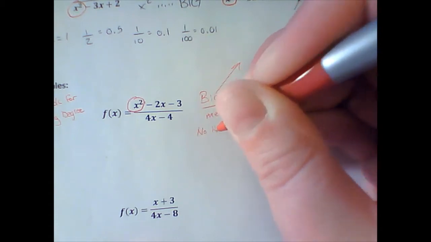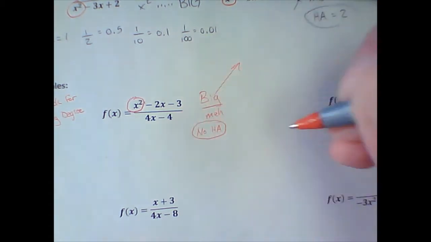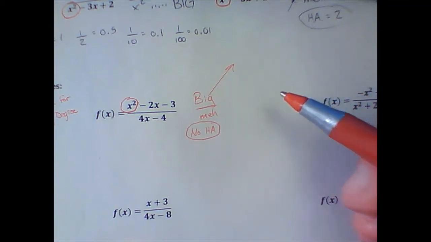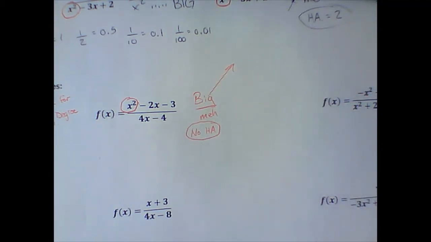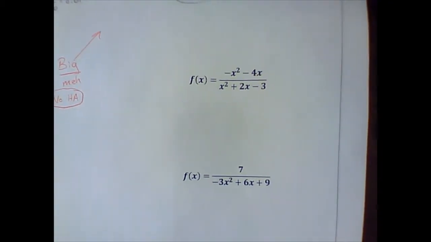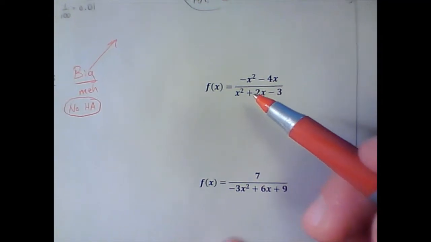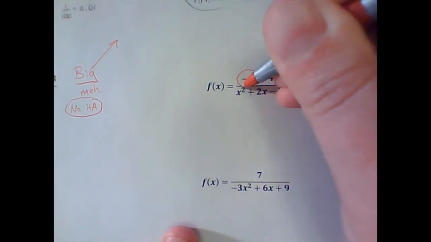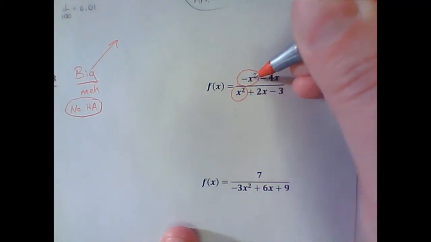Okay, that is a slant. There is no horizontal asymptote. If your highest degree is on top, you just get big forever. If you're big on top, you're big forever, and you slant upward. Okay, we are looking for more high degrees, and I've found that they are tying.